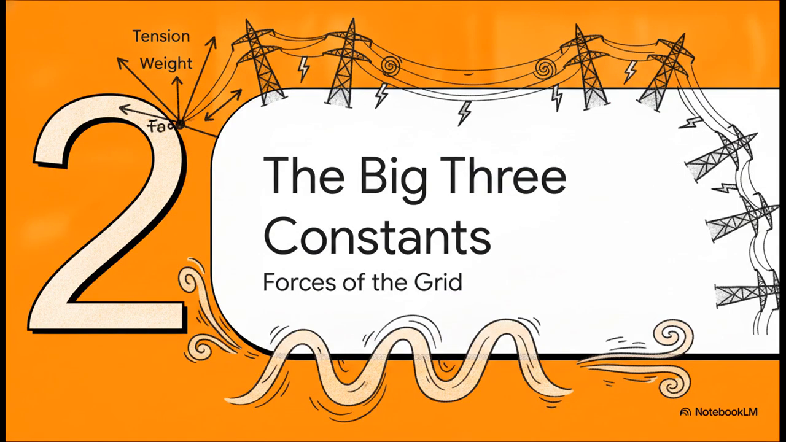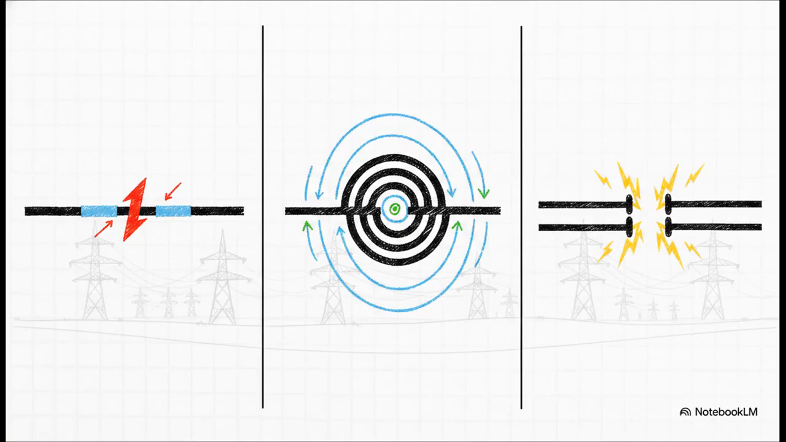Moving on to Section 2, the big three constants. This is where we explicitly identify the specific physical forces that engineers absolutely have to calculate for every single line they string up. We call these the big three parameters of the grid. We're talking resistance, inductance, and capacitance. Working together, these three constants dictate exactly how electricity is going to behave as it travels those massive cross-country distances. Let's quickly break them down.